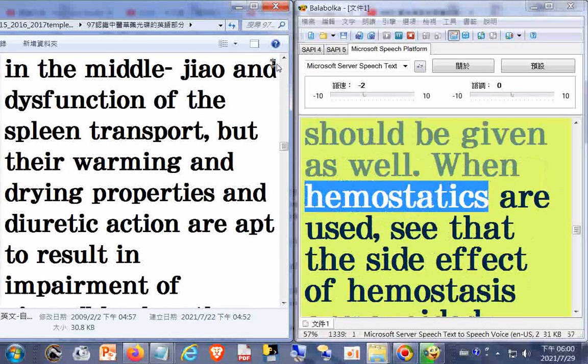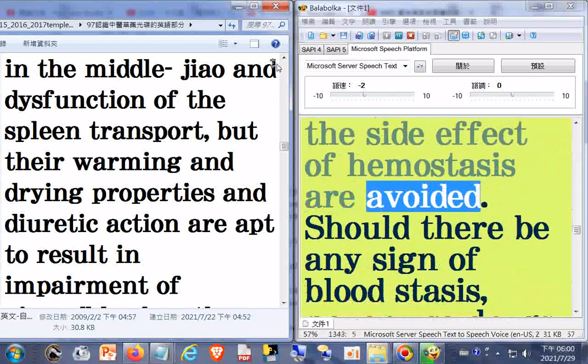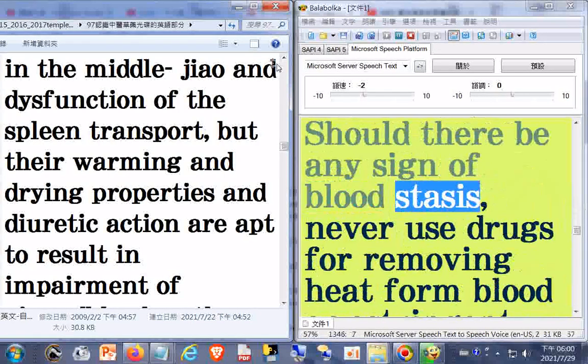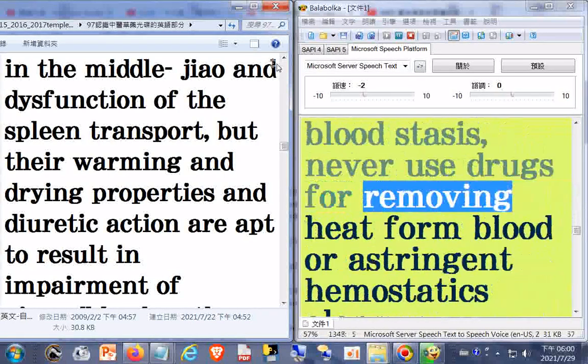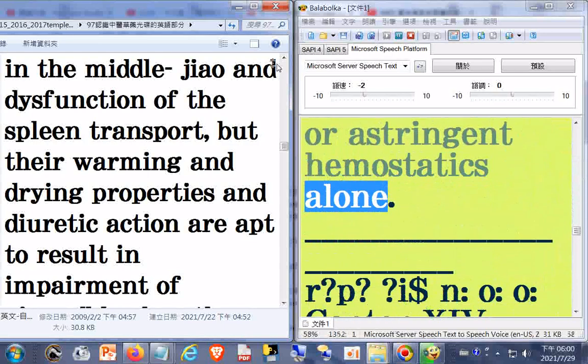When hemostatics are used, see that the side effect of hemostasis is avoided. Should there be any sign of blood stasis, never use drugs for removing heat from blood or astringent hemostatics alone.